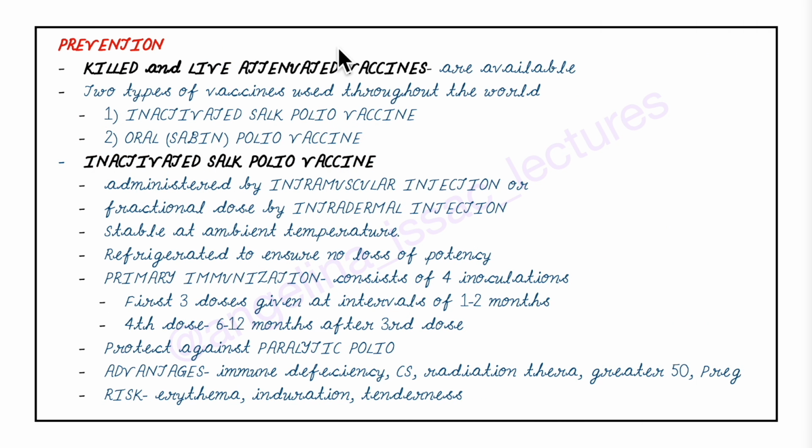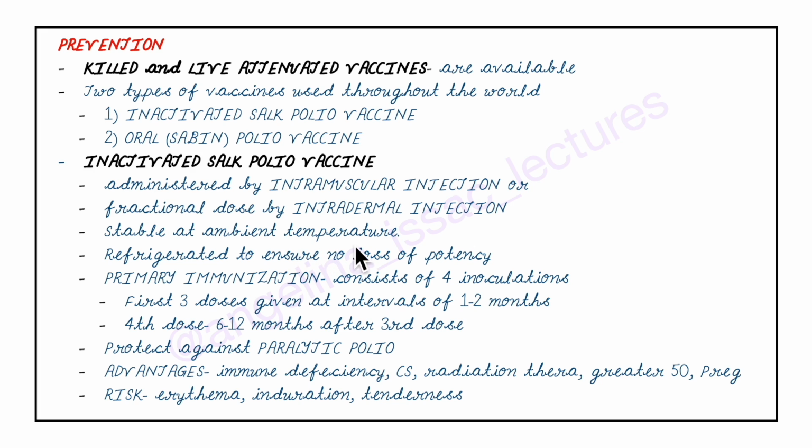vaccines. Condensing the important points under the prevention of poliomyelitis, there are killed and live attenuated vaccines which are available. 2 types of vaccines are used throughout the world, that is the inactivated Salk polio vaccine and the oral Sabin polio vaccine. Under the inactivated Salk polio vaccine, it is administered by intramuscular injection or fractional dose by intradermal injection.